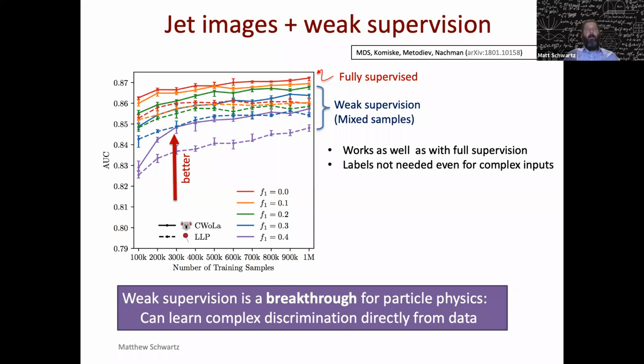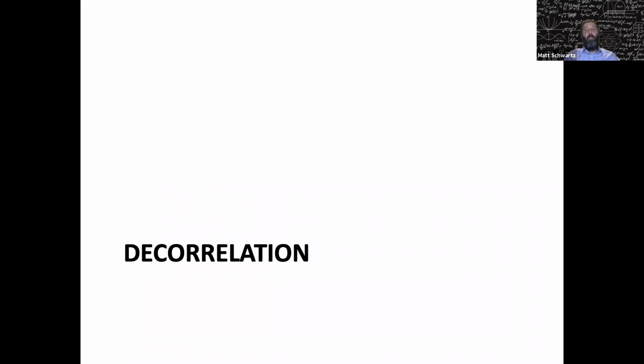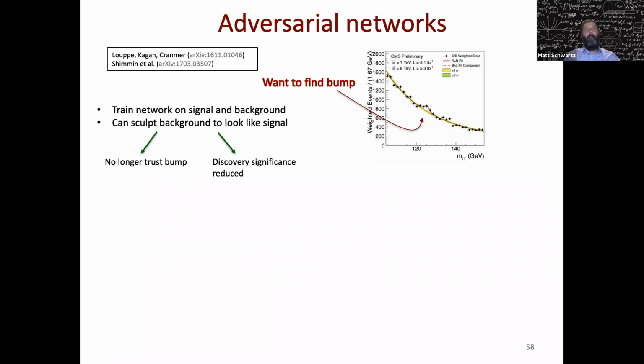Okay, the last thing I wanted to talk about is decorrelation. This is also an exciting area that has received a lot of attention in the last 2 years or so. This is a way to introduce adversarial networks. Again, here's our Higgs plot. Suppose we want to find this bump, right? You can train a network on the signal and the Higgs in the background, which are diphotons.